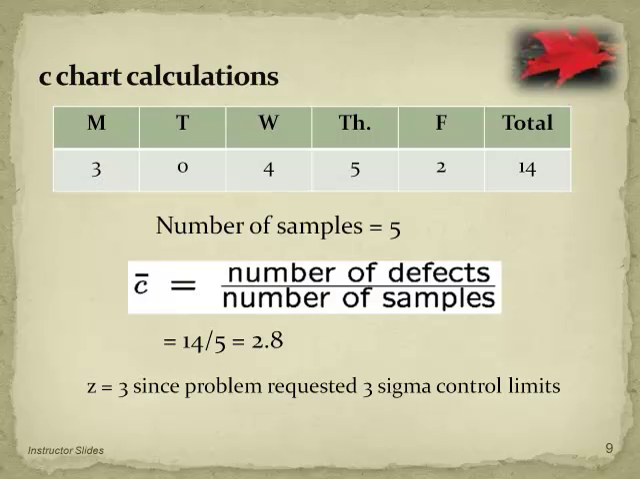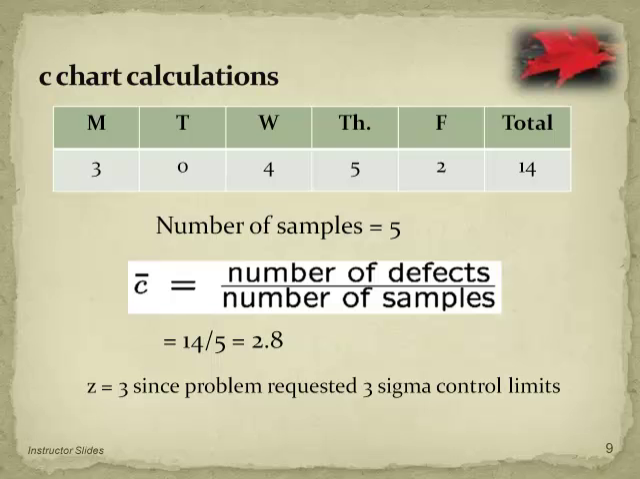So these are my counts, and each day of the week represents a sample. Monday is a sample, Tuesday is a sample, so the total number of samples in this example is 5. The sum of all the defects across the week is 14, and there were 5 samples, so there was an average of 2.8 defects per sample, or per day.